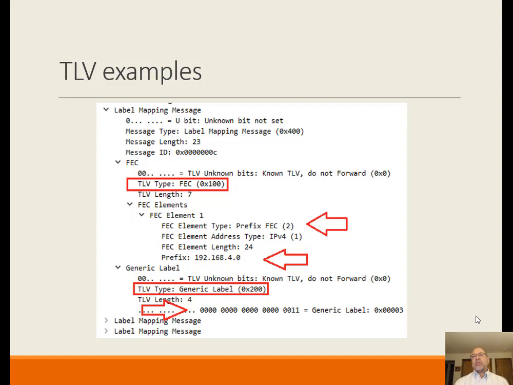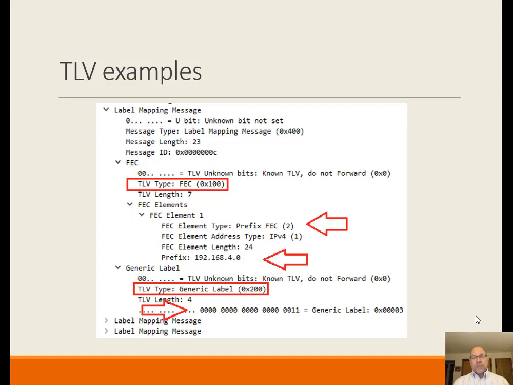Here's an LDP message that I have going between my routers. So this is an LDP message, and it just happens to be an address mapping message, as you can see here. And so now I'm going to break down the TLVs. The forwarding equivalence class, well, Wireshark tells me it's FEC, but the only reason that Wireshark knows that is because the TLV type is 0100.